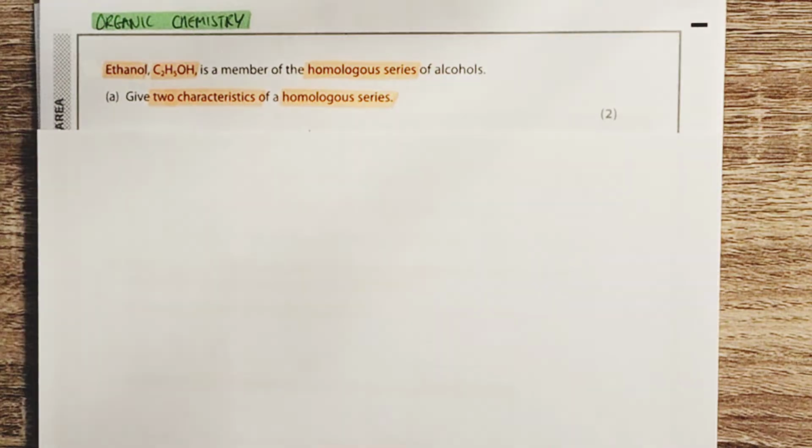Let's get started. This first question is looking at ethanol and is an organic chemistry question. Ethanol is a member of a homologous series. Give two characteristics of homologous series.